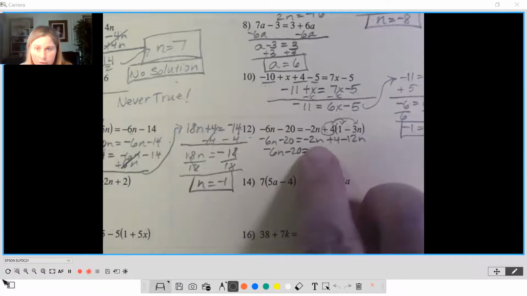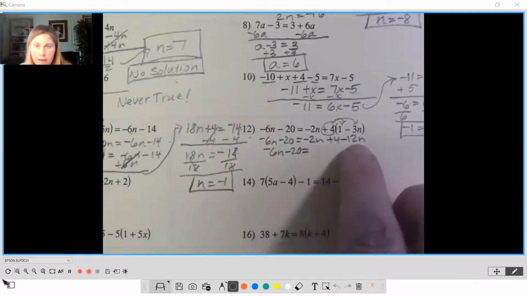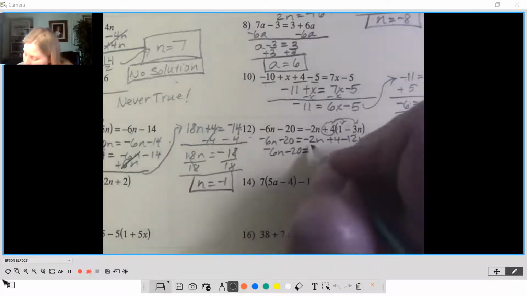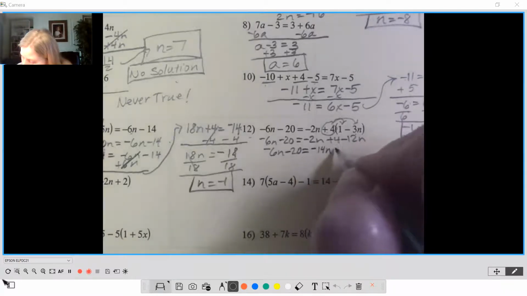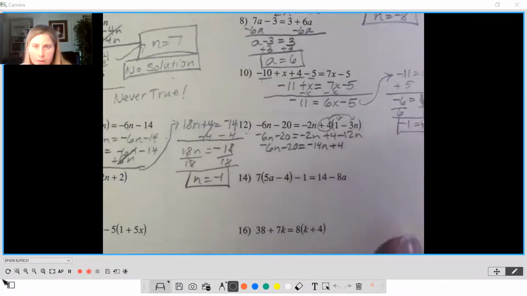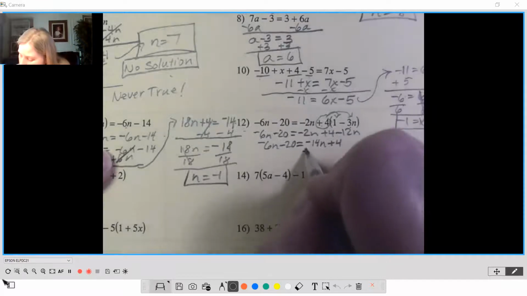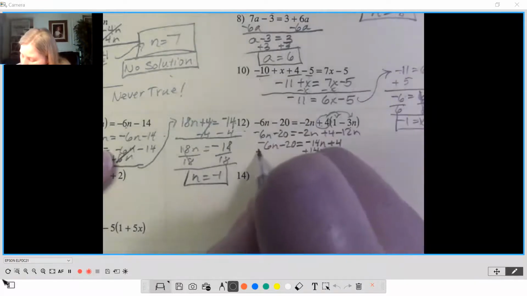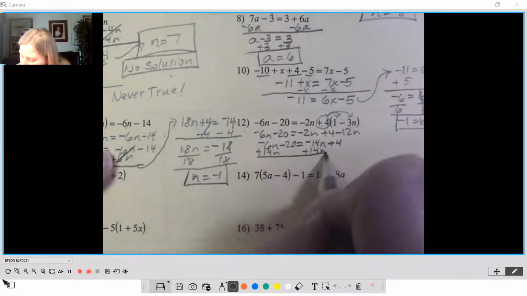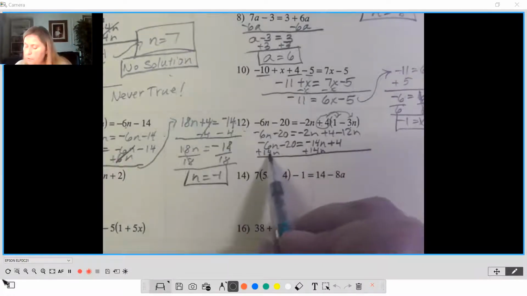I have negative 2n and negative 12n. That's negative 14n. And then bring down the plus 4. Then I want all of my n's together, so I'm going to add 14n to each side. Okay, this is a positive 14n minus 6n is 8n.